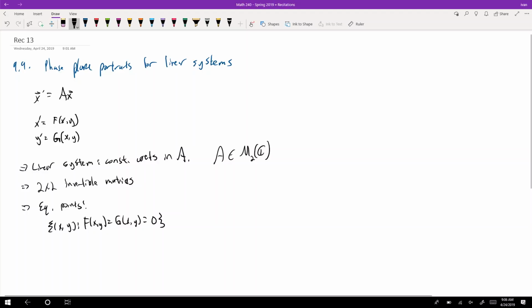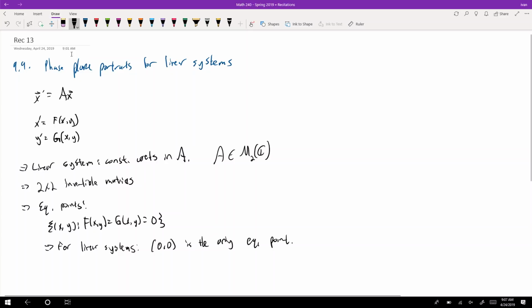So for linear systems, we only have one equilibrium point, and can anyone guess what that equilibrium point is going to be? 0, 0. It's going to be the origin, because if you plug 0, 0 into x prime equals Ax, that's going to be an equilibrium point. So for linear systems, 0, 0 is the only equilibrium point.